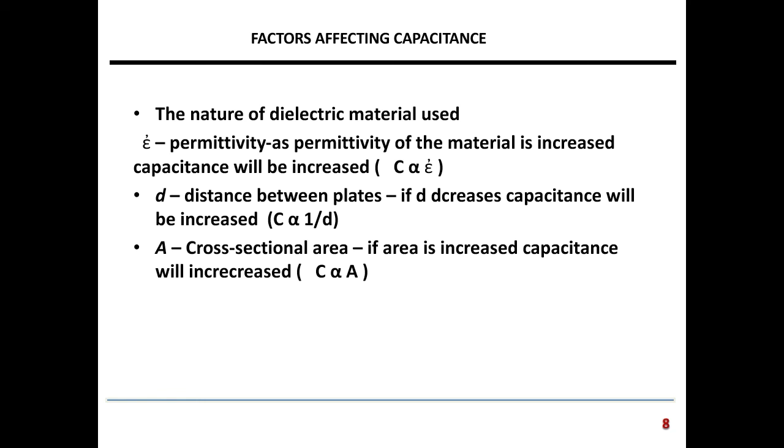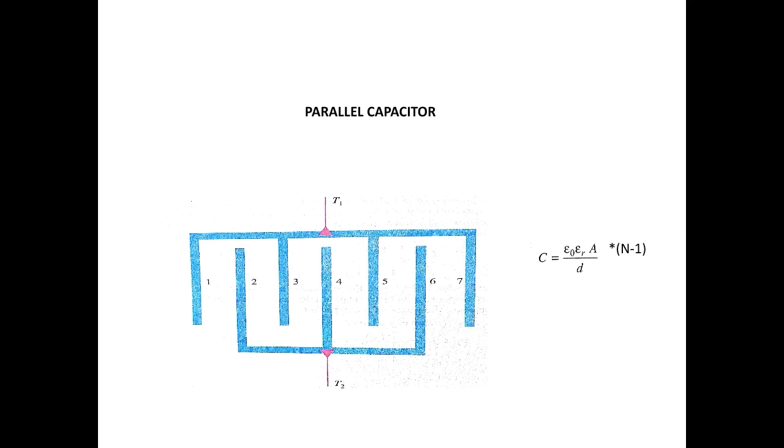Suppose there are 7 charged plates, numbered 1 to 7. All odd plates are connected to terminal 1, and all even plates are connected to terminal 2. So now each group will act as one plate. If we look in between the plates, the first 2 plates will act as one capacitor, plates 2 and 3 will act as another capacitor, and 3 and 4 will act as another capacitor.